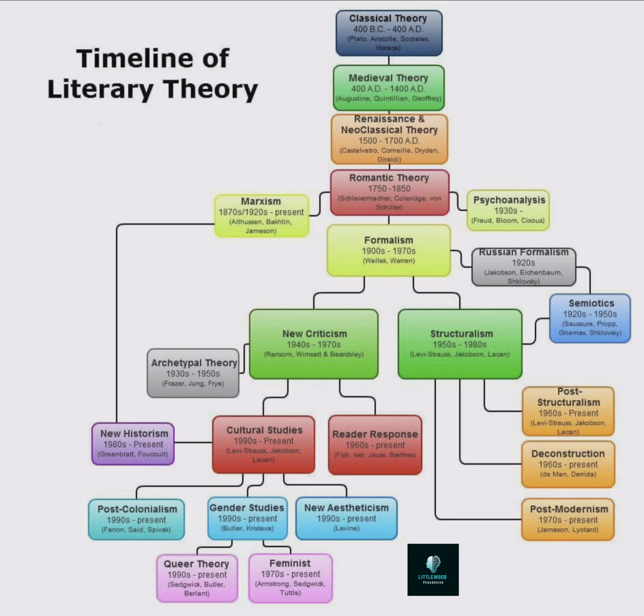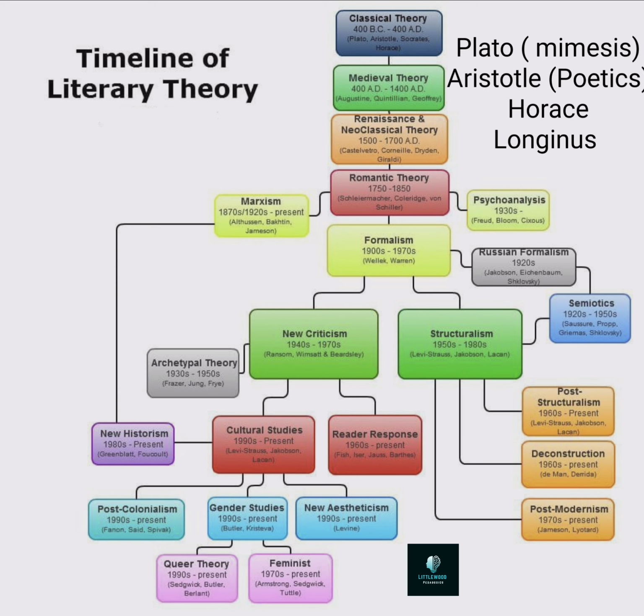Hi, hello everyone. Today we can discuss the timeline of major literary theories, showing their historical development and key figures of the movements. We can start with classical literary criticism. The key figures are Plato, Aristotle, Horace, and Longinus.